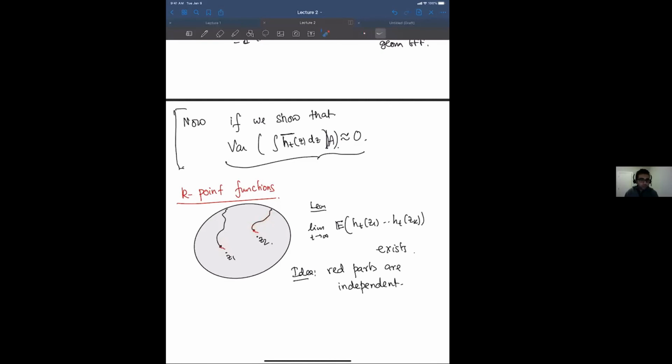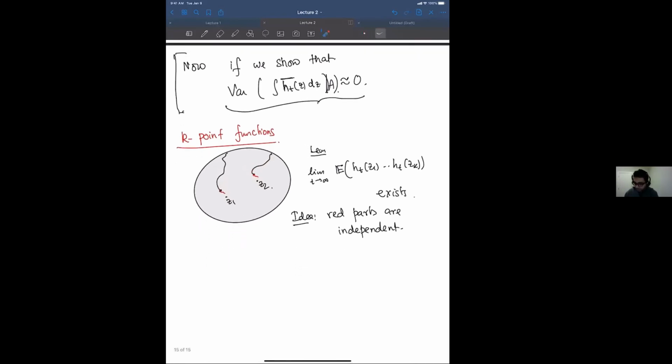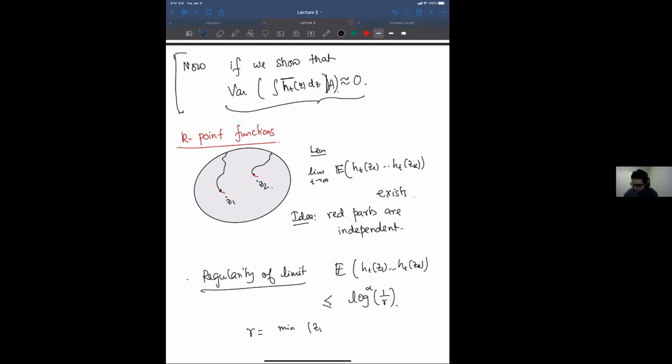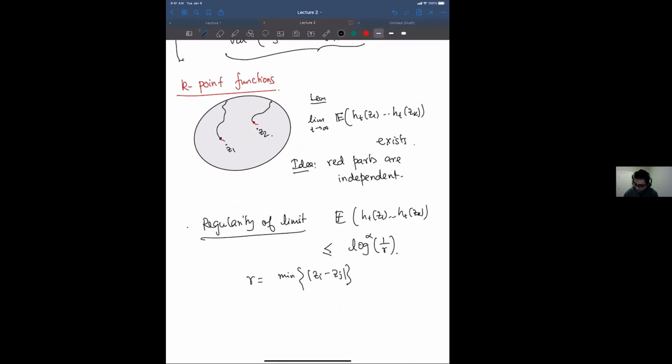So once you show that these limits exist, the next thing that you need to show is some kind of regularity of the limit. Basically, what one needs to show is that if you have these k-point functions, then this is at most some log to the power alpha of 1 over r, where r is the minimum of |z_i minus z_j|. This is uniform over t. Even if t goes to infinity, this limit behaves in the same way as a GFF would behave if the points come very close together. Okay, so this is the regularity of the limiting field that we need.